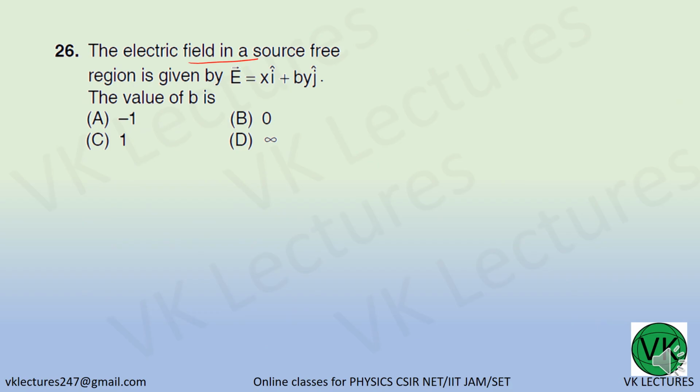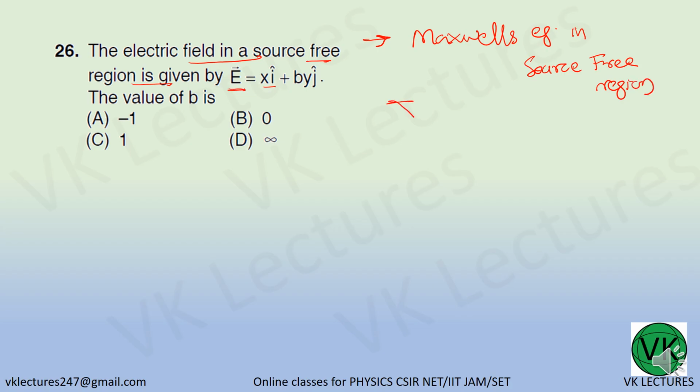Electric field in a source free region is given by E is equal to x i cap plus b y j cap. Now what we have to see here is just apply Maxwell's equation in source free region. Since it is talking about electric field, we can write del dot E is equal to rho by epsilon naught. Since it is a source free region, del dot E will be equal to 0.